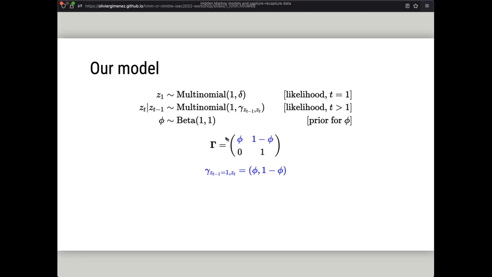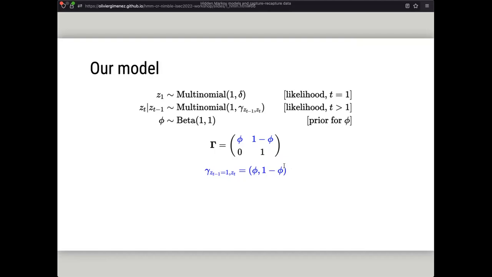So how does it work? Imagine that at T minus one you are alive. That's the first row of gamma. You're going to use this row as a vector of probabilities to plug into this multinomial. So gamma for Z_{T-1} alive gives Z_T with probabilities phi and one minus phi. The probability of being alive or dead at T is a multinomial with one trial and probabilities phi and one minus phi. It's very easy because it's just two outcomes. You throw a coin, and given that you were alive at T minus one, you might be alive at T with probability phi or dead with probability one minus phi.